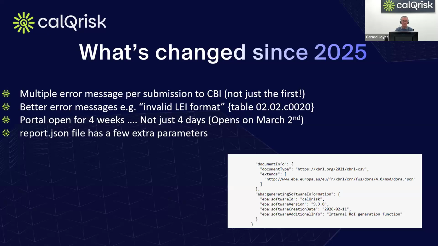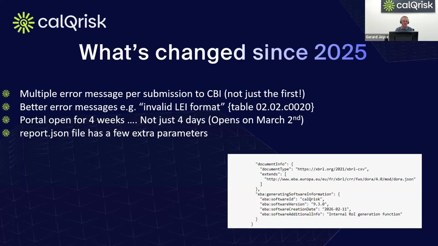What frustrated people last year with the submissions is that if you had 5 errors, it took 5 submissions to find the 5, because the first time you submitted it, when it hit the first error, it got rejected and came back, and you fixed that first error, and then you submitted it again and it found the second and the third.